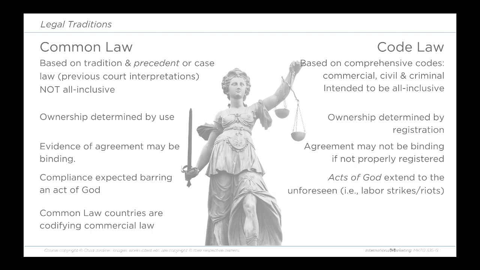It covers everything from criminal to commercial and civil, so it definitely affects business. Under common law, ownership is determined by use. So, were you the first one to use that trademark, for example? Under code law, ownership is determined by registration. Even if somebody's been using this for years, I was the first to register ownership of it, and so that's where the rights reside. A couple of examples of this are things like, under common law, evidence of an agreement could be binding.